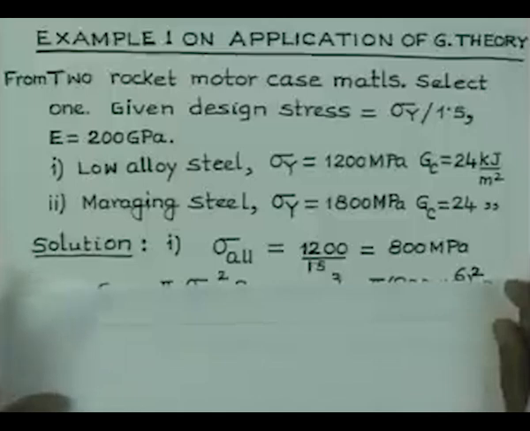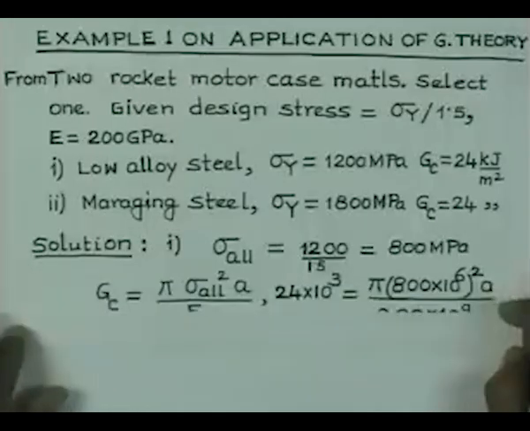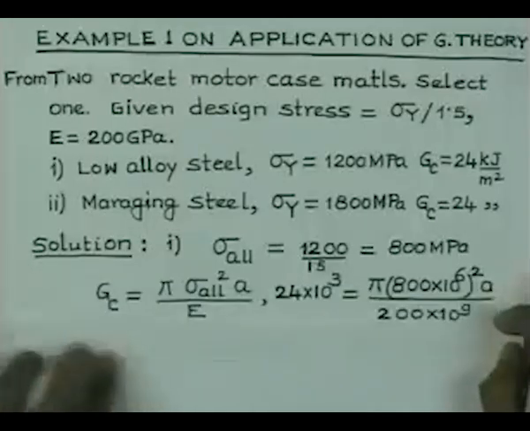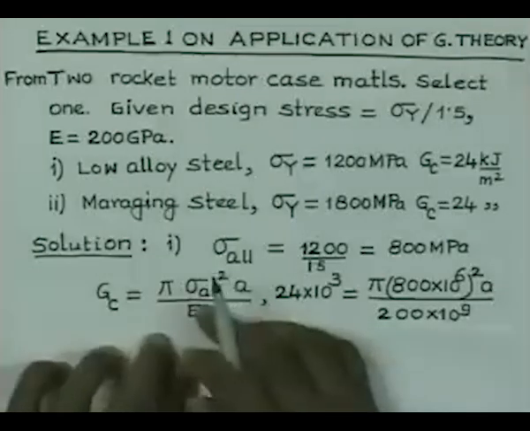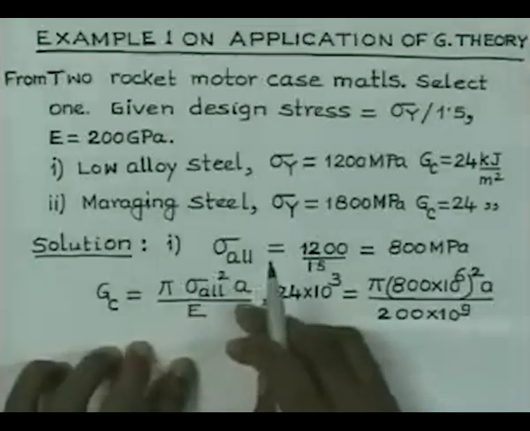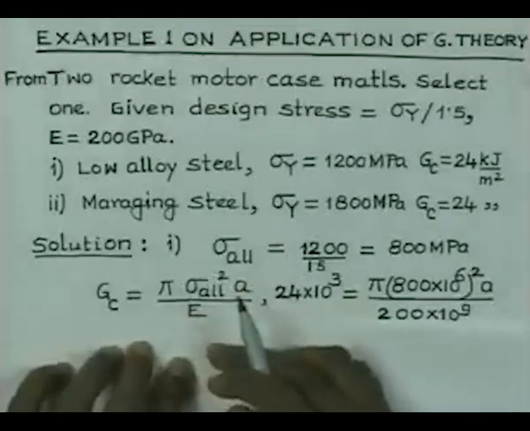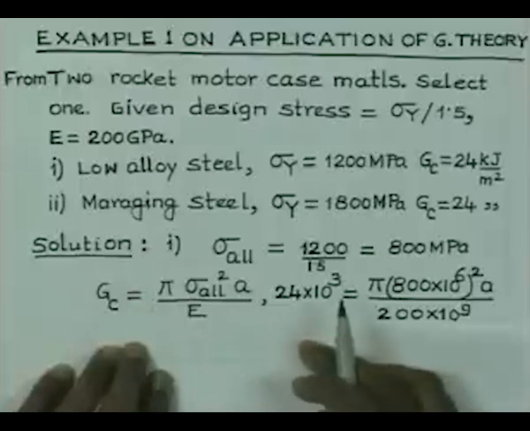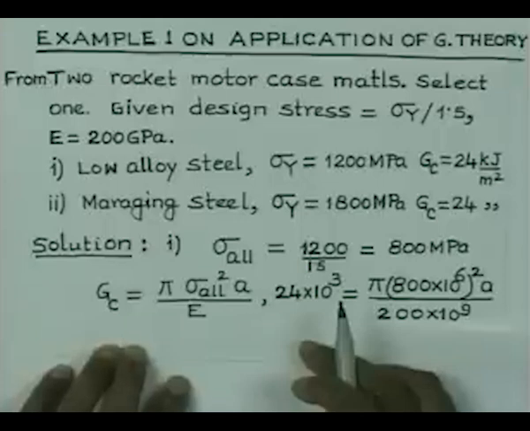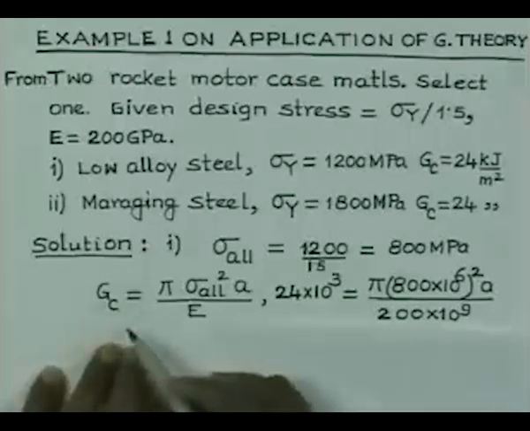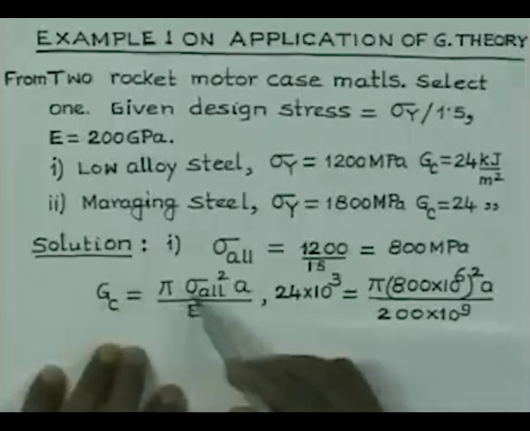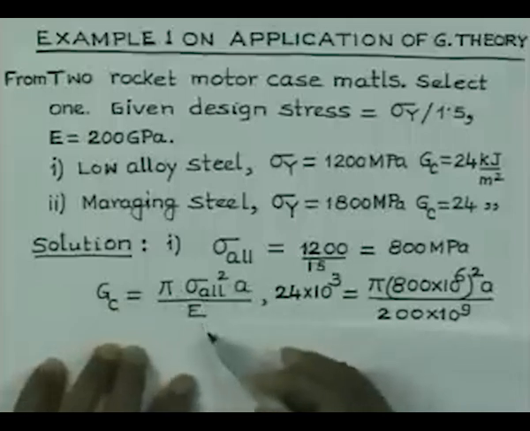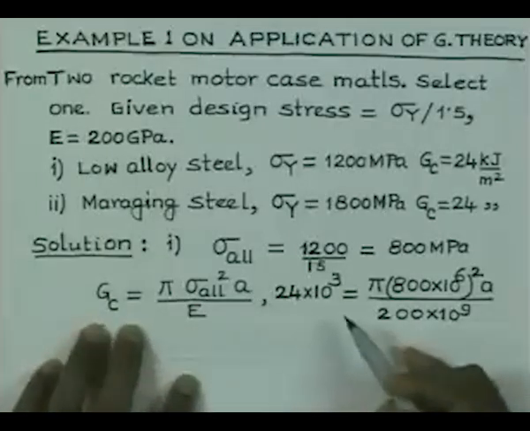Now, from the relationship that Gc is equal to pi sigma allowable square multiplied by a by E. So, this follows from the relationship sigma is equal to square root of E Gc by pi a, the square root of the whole expression. So, from that it has come Gc equal to pi sigma allowable square into a by E. Here all the values are given.